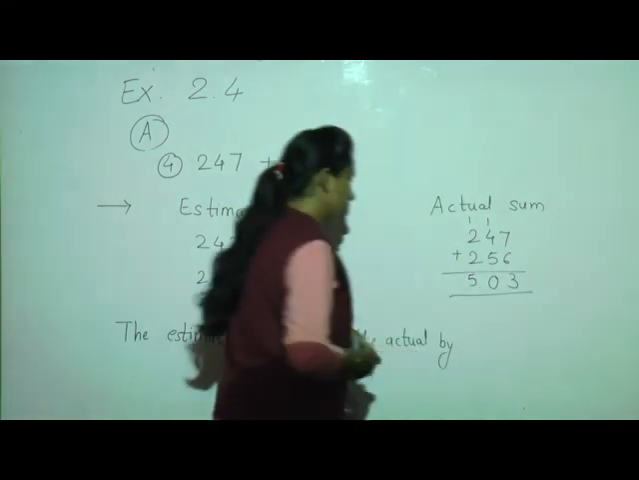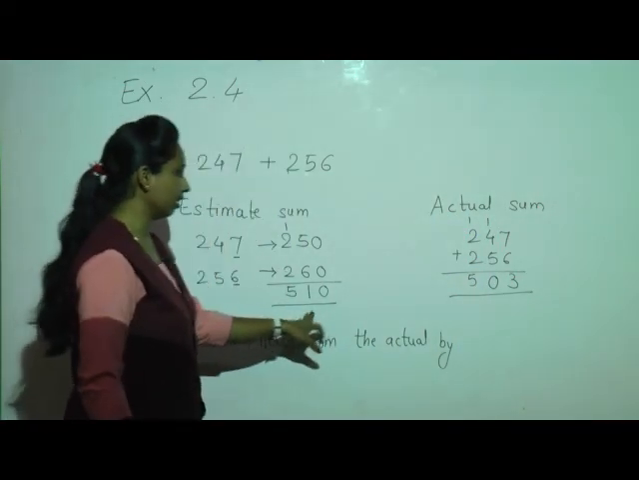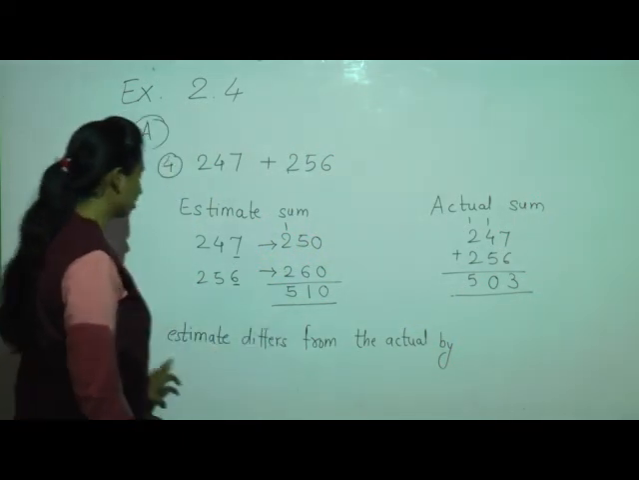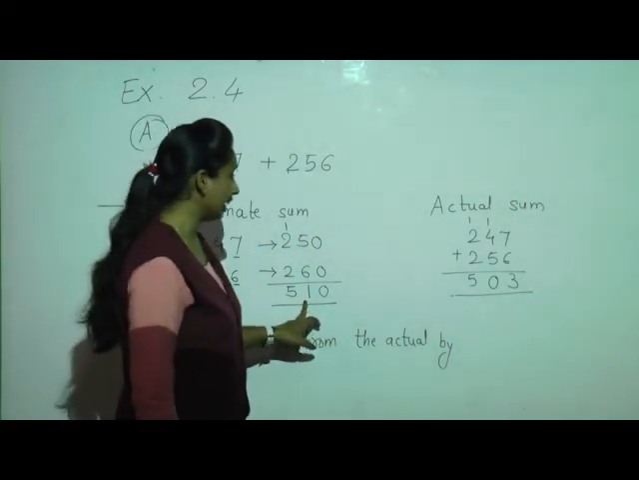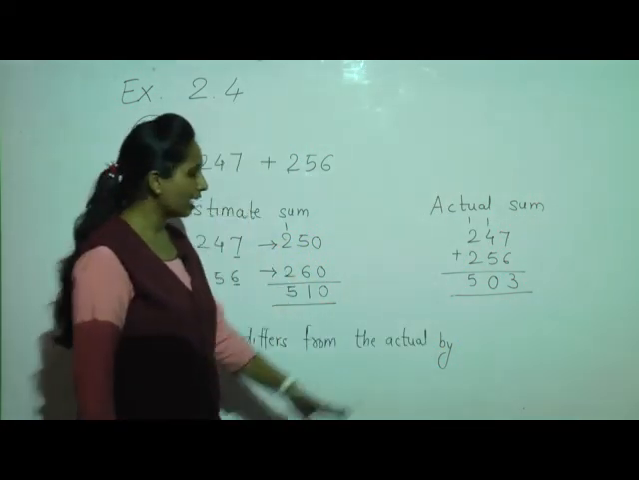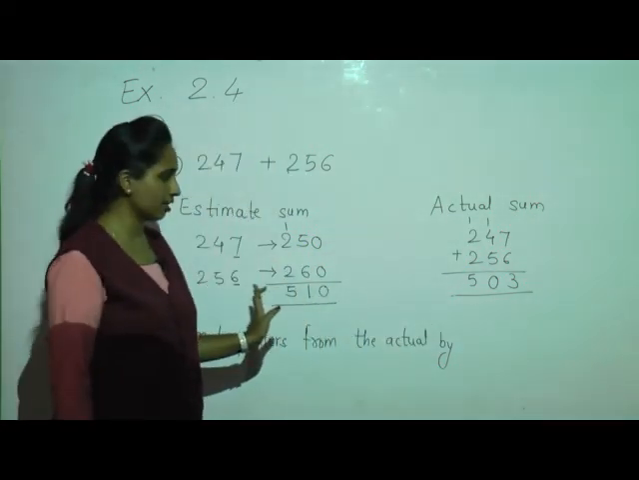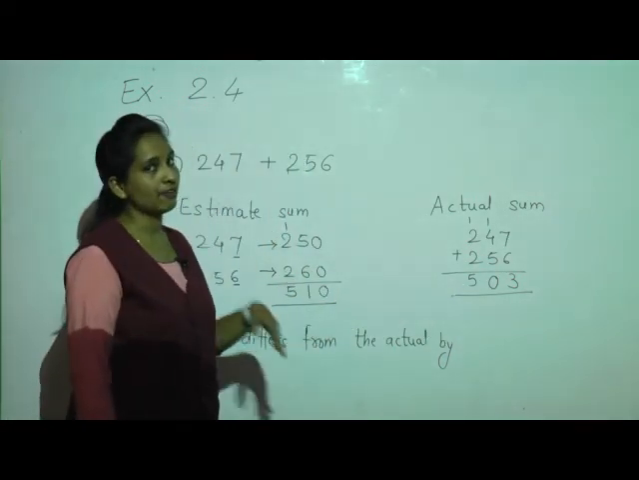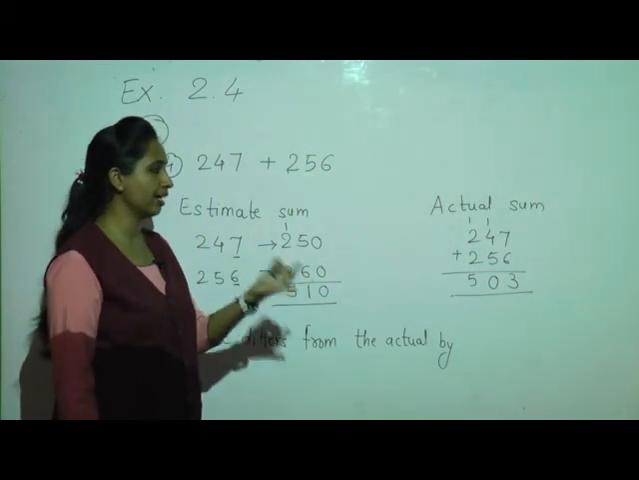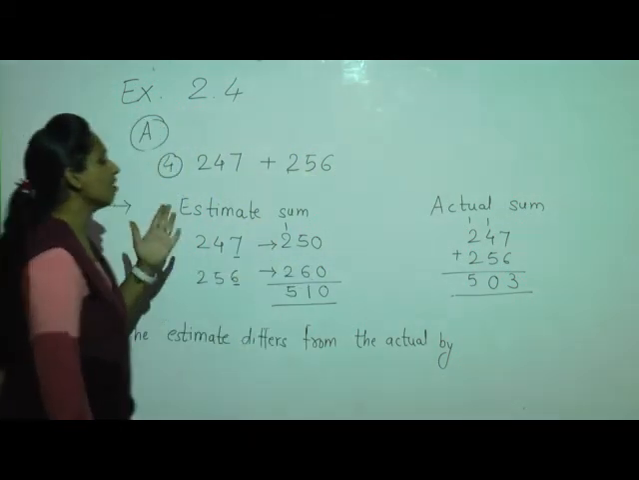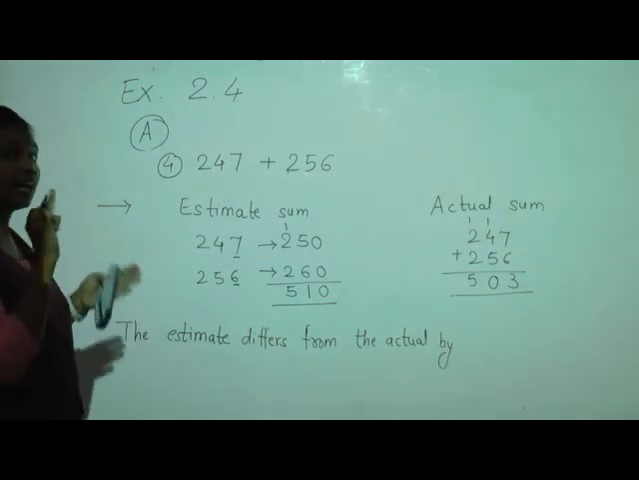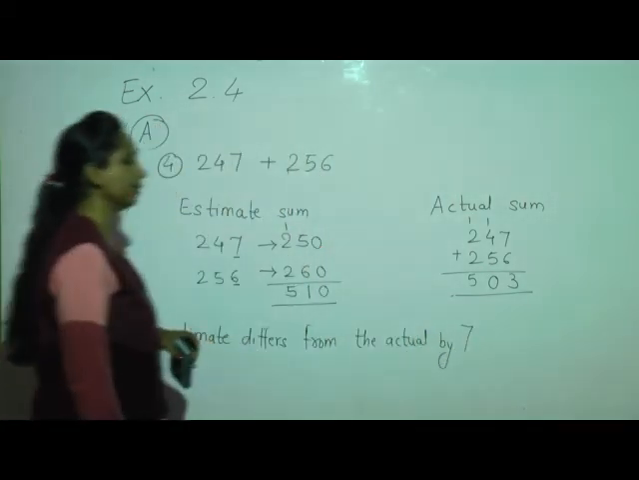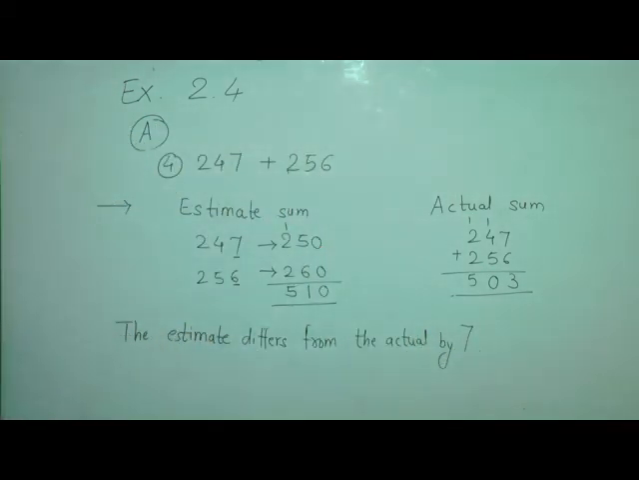Now just compare both the numbers, 510 and 503. See what is the difference? The estimate differs from the actual number, 10 and 3. Count after 3 till 10 comes. Otherwise you can count directly from 503: 504, 505, 506, 507, 508, 509 and 510. So how much differ? 7 numbers. Got it? Clear till here?